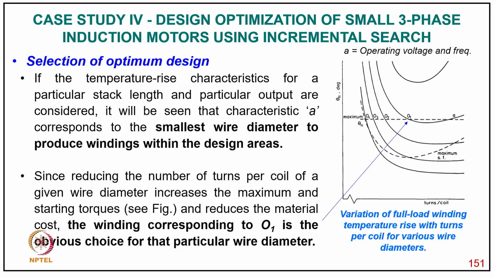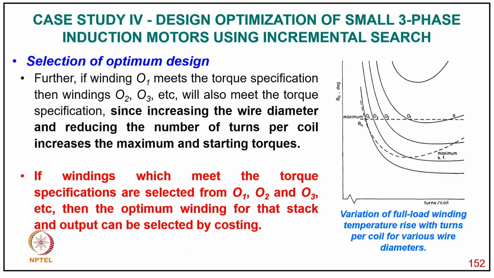So for the selection of the optimum design, if the temperature characteristic for a particular stack length and particular output is considered, it will be seen that the characteristic corresponds to the smallest wire diameter to produce the winding within the design area. And since reducing the number of turns per coil of a given winding increases the maximum or starting torque and reduces the material cost, the winding corresponding to O1 is the obvious choice for that particular diameter. Further, if winding O1 meets the torque specification, then windings O2 and O3 will also meet the torque specification, since increasing the wire diameter and reducing the number of turns per coil increases the maximum and starting torque. So if the windings which meet the torque specification are selected, O1, O2, O3, then the optimum winding for that stack and output can be selected by costing.